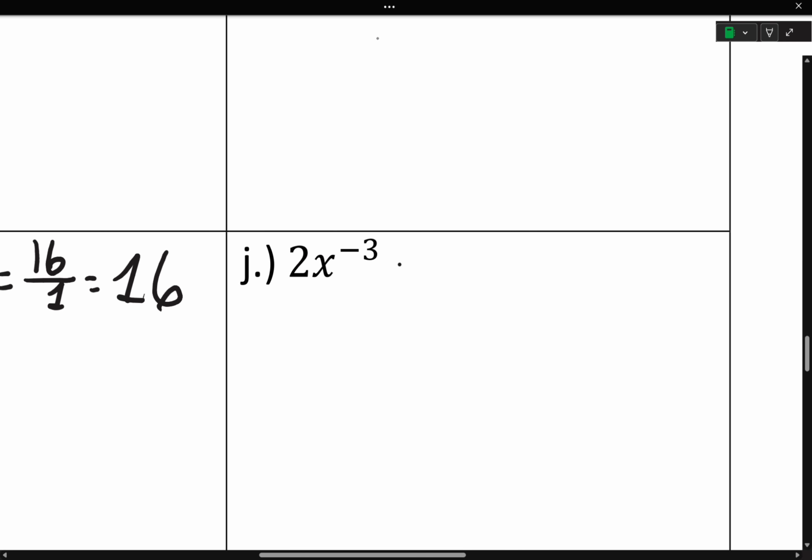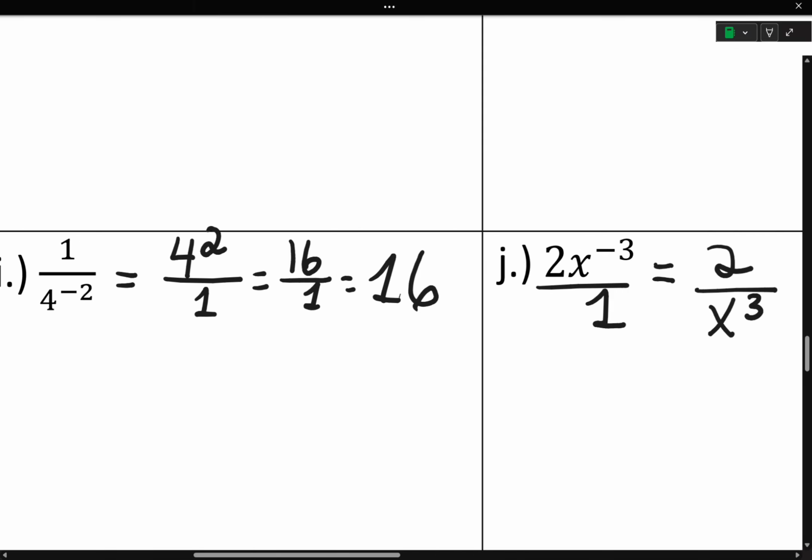And letter J. Ooh. What has the exponent? The 2 or the x? The x. So the 2 stays. We're not flipping that. We're only bringing the x to the bottom. That's as far as we can go.